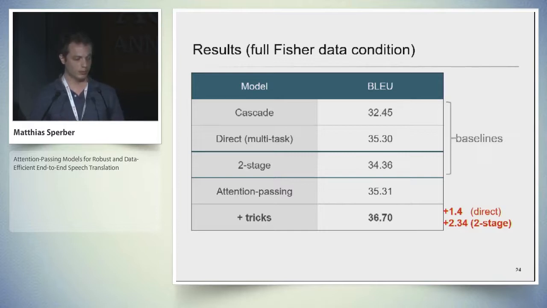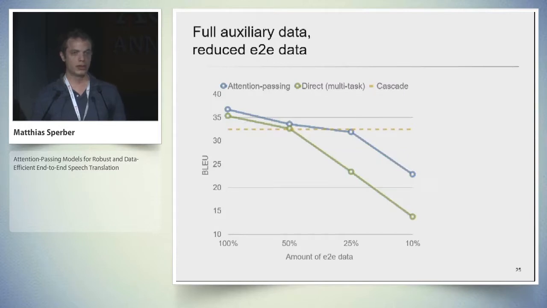quite a bit better. And now we're also interested in the data efficiency, and this is showing a similar experiment to what I showed before, where we keep all of the auxiliary machine translation and speech recognition data in the training, but take away parts of the end-to-end data. And we can see in the blue curve, that's the attention passing model. Even when we have only 25% of the end-to-end data in the training, we are still doing almost as good as the cascade. So of course, in the future, we would like to move this curve even further to the top right corner, but this is already quite a big improvement over the previous model.